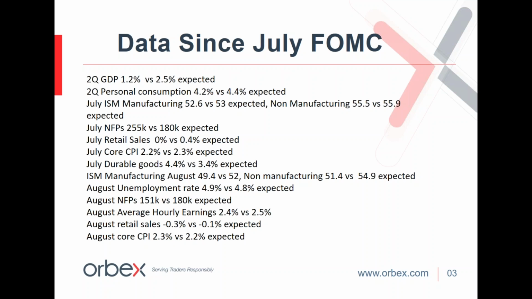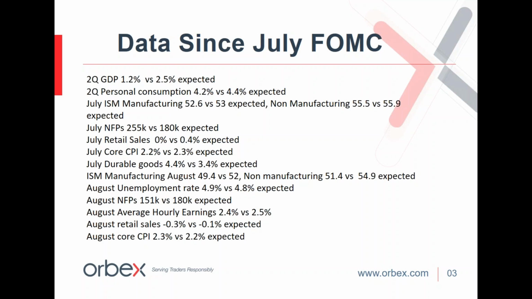Some positivity again though with July durable goods, which printed 4.4% versus 3.4% expected. However, going back to that ISM manufacturing and non-manufacturing data in August, you can see that once again we had a contraction and both sets of data printed below expectations. The unemployment rate in August was shown to have ticked up from 4.8% and 4.8% expected to 4.9%.